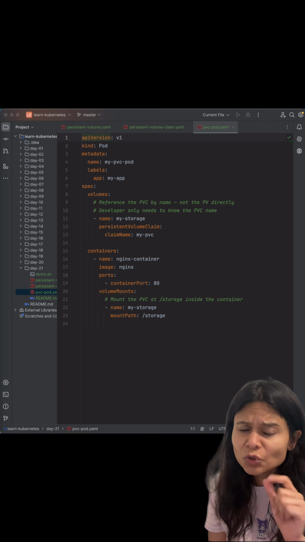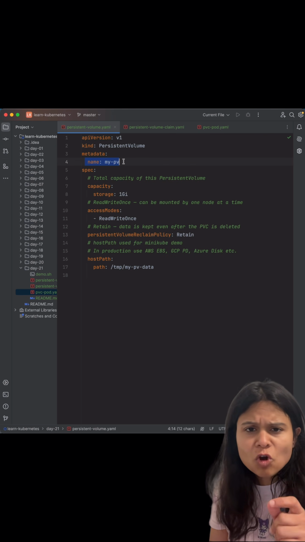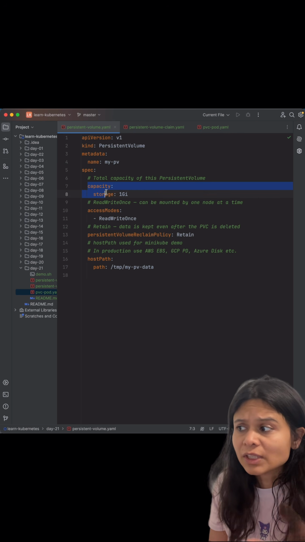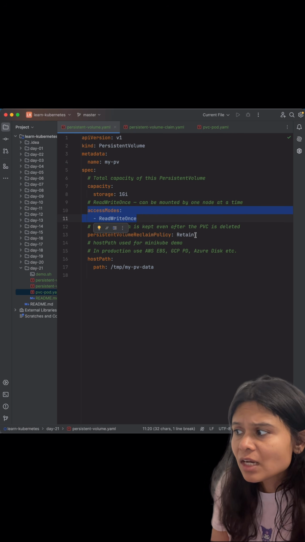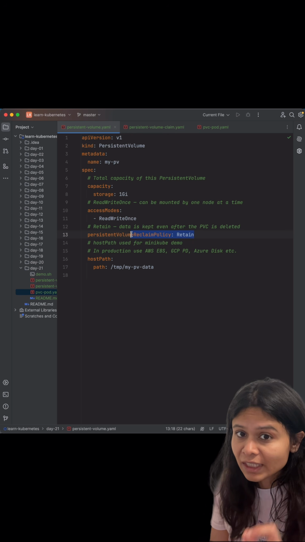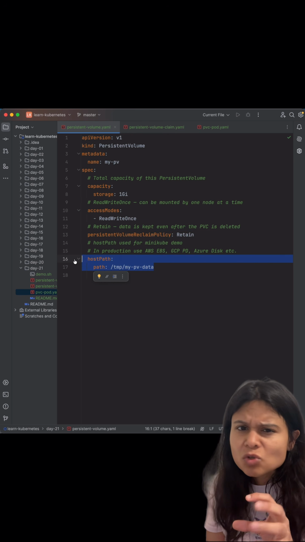All the code is on the YouTube post. Please check it out. This is our persistentvolume.yml file. Our PersistentVolume is called myPV. The capacity is 1 gigabyte, the access mode is ReadWriteOnce and the reclaim policy is Retain. That means the data stays even when the PVC is deleted. It uses hostPath as the underlying storage for a Minikube demo.